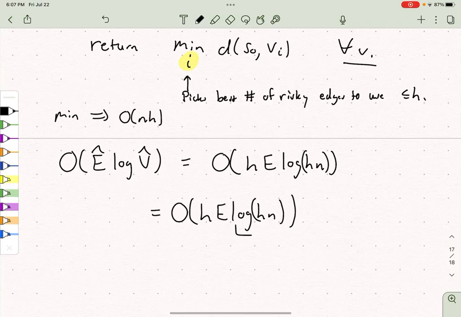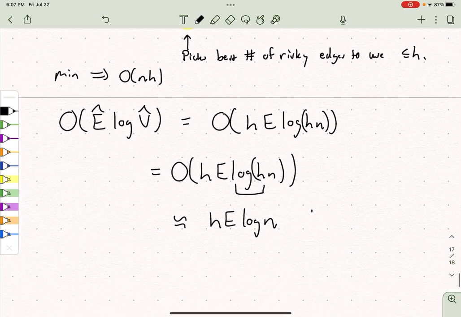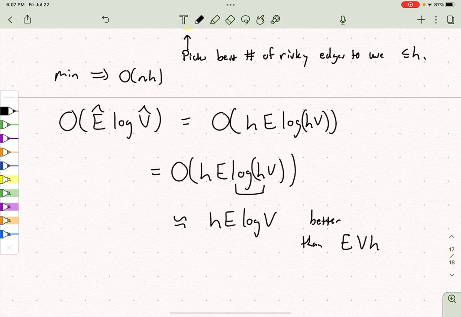And if we just ignored this log H here, this is something like H E log N, which is better than the, sorry, I should be using V here. This is better than the E times V times H we got using DP. So ignoring that small log of H factor, this will generally be faster.